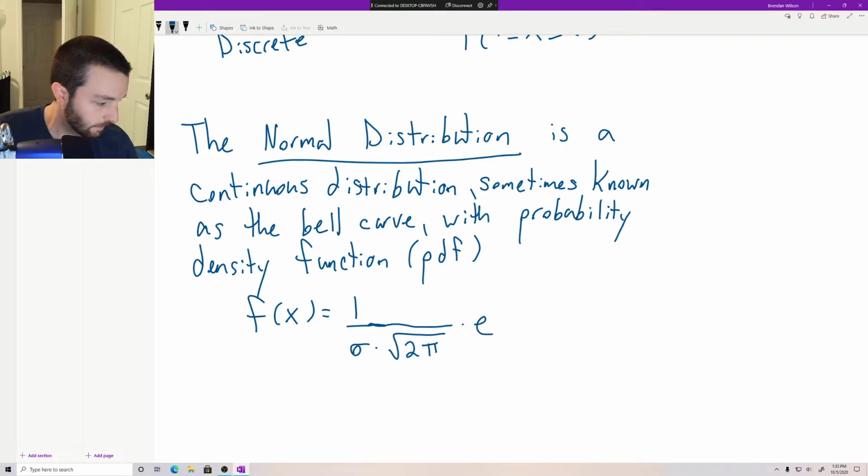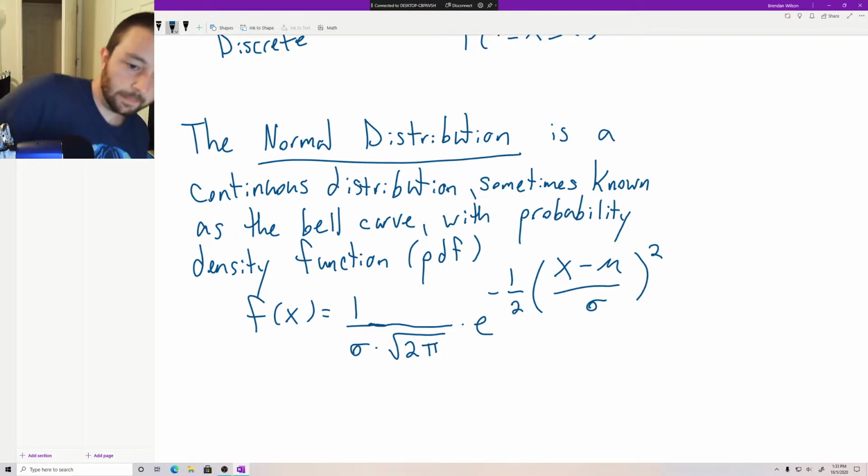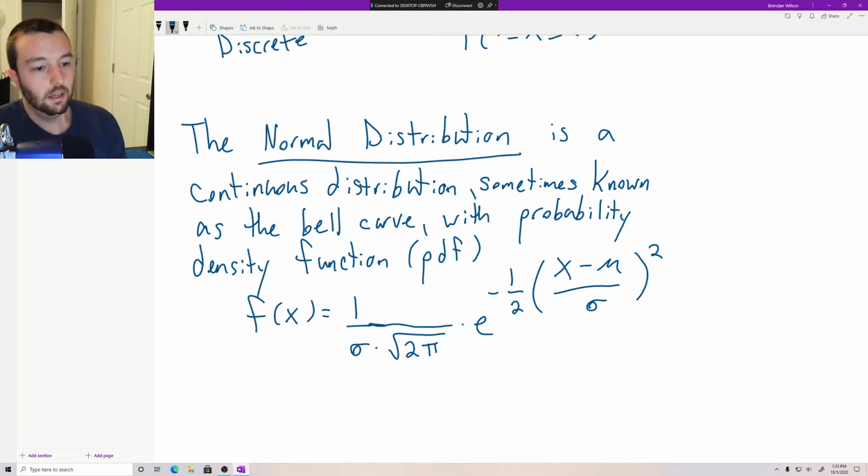Times e to the negative 1/2 times x minus mu over sigma squared. Okay. So this is the PDF of the function, and it is pretty complicated to work with.